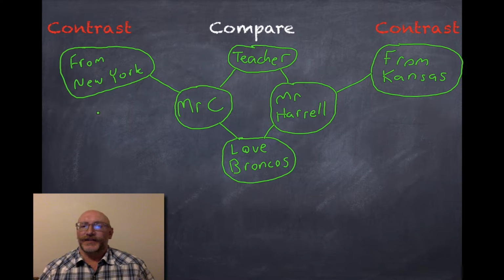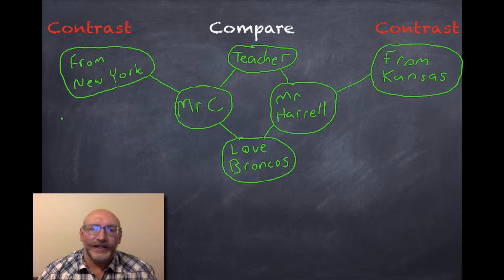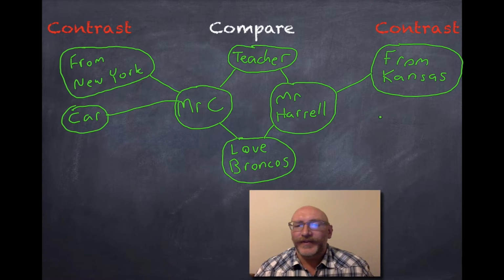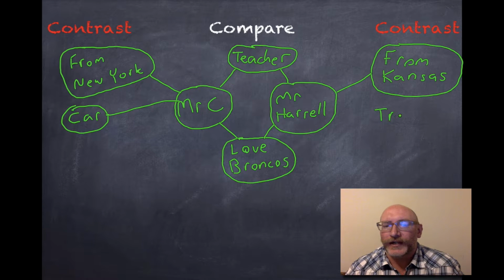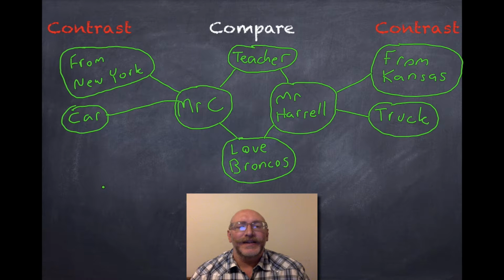Something else is a difference between Mr. C and myself, something else we can contrast. He drives a white car. I drive a silver truck. Two things that we can contrast. The truck is connected to me. The car is connected to Mr. C. Mr. C, his favorite sport to play is ping pong.